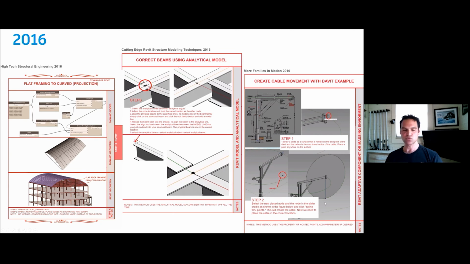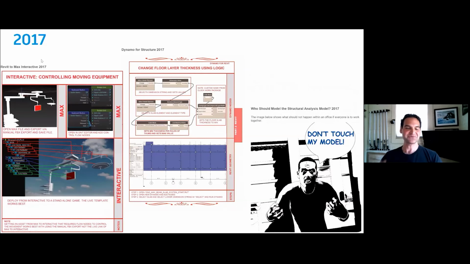And also it can swing back and forth and up and down, all within that plane. So that's how you simulate cable movement. Okay, 2017, here we go. Coming in for a landing.